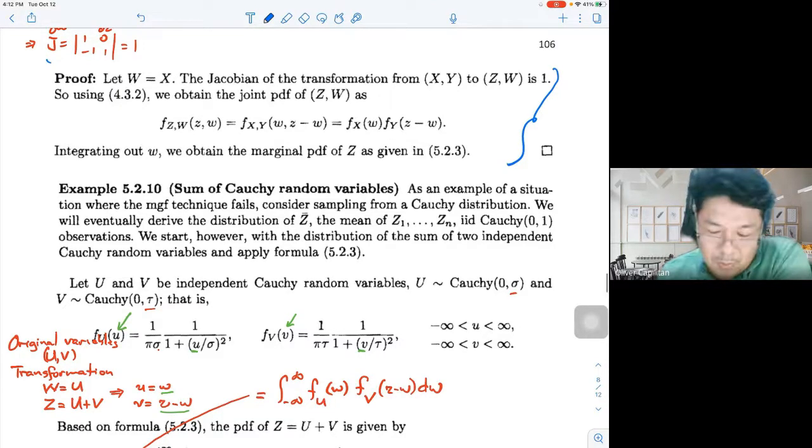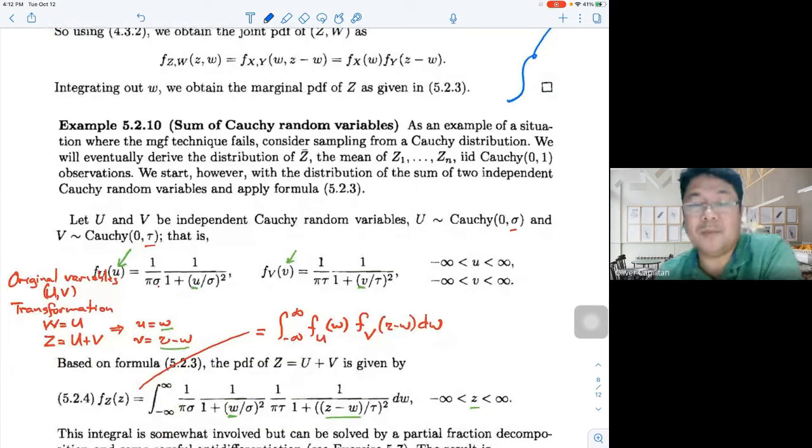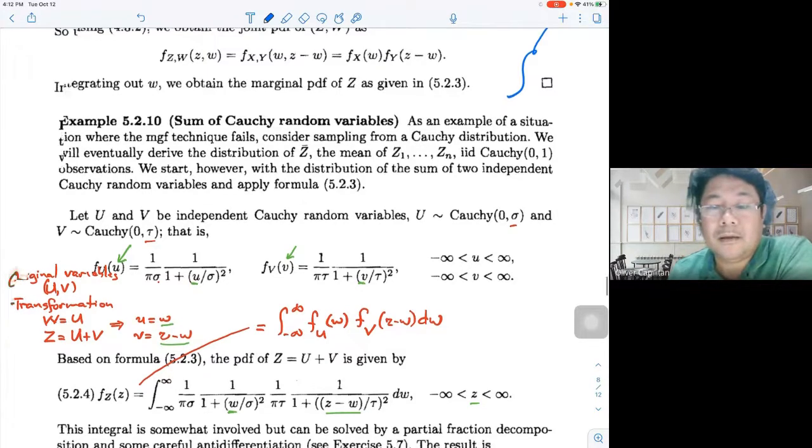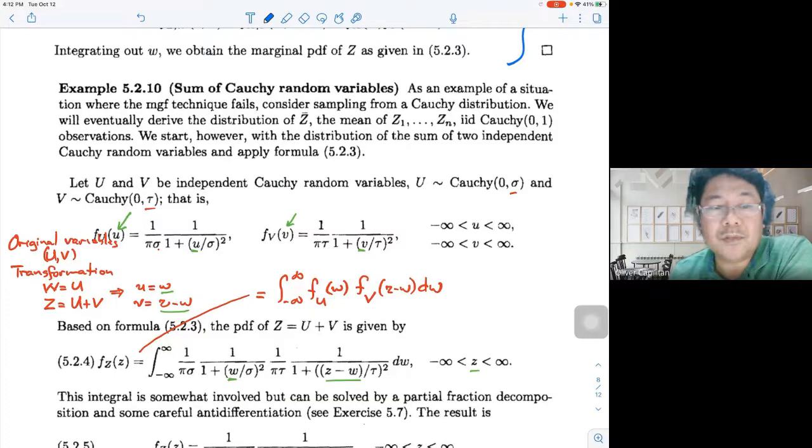Okay? So, say for example, now we apply the previous theorem now. Say we let U and V be independent Cauchy. So, U to be a Cauchy, 0, sigma. And then V having a Cauchy distribution, 0, tau. That is, ito yung kanyang probability distribution function. That's for U, and then this is for random variable Z.